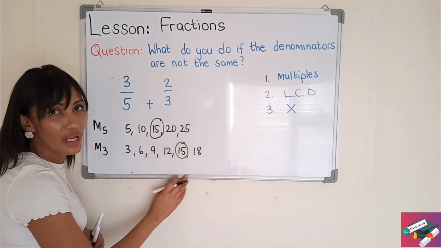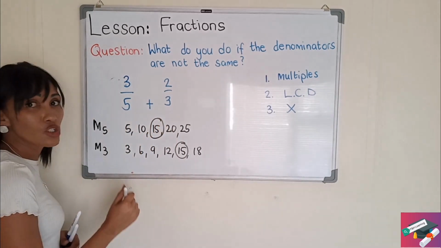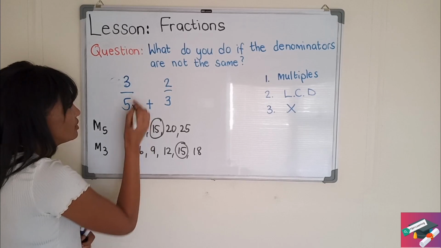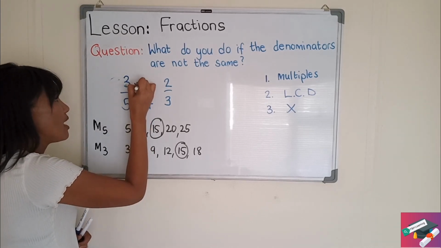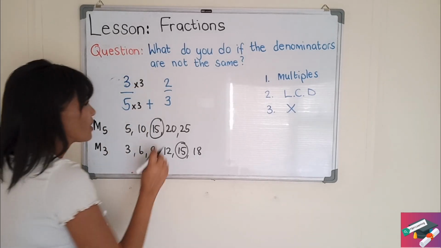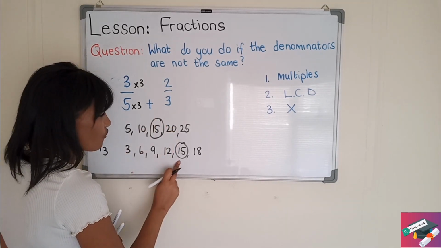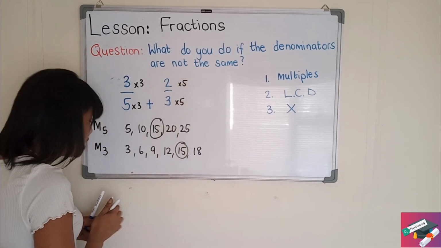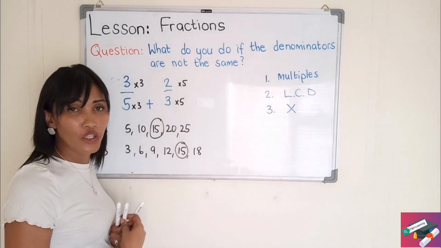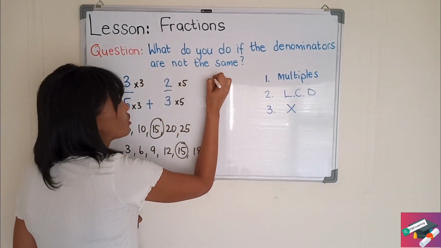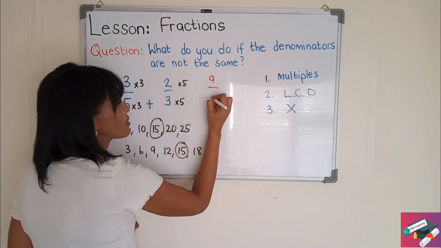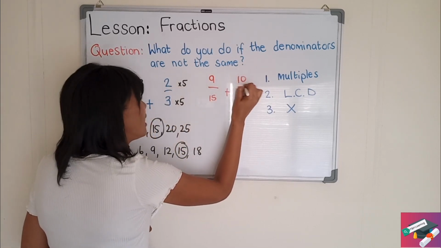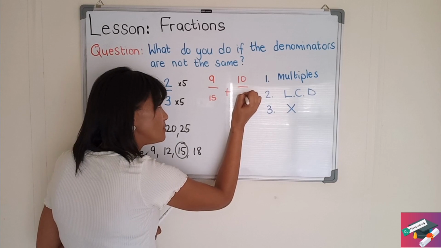Right. Step number 3, I need to multiply. Remember what I do at the bottom, I need to do at the top. So I'll be multiplying by 3 on the denominator and 3 on the numerator. Then for 2/3, I multiply by 5 and multiply by 5. So now I'm going to have a new fraction. So 3 multiplied by 3 is the answer of 9. 5 multiplied by 3 is 15. Plus 2 multiplied by 5 is 10. And 3 multiplied by 5 is 15.